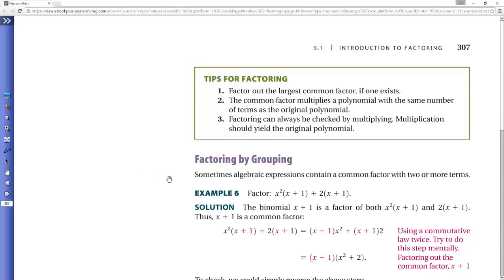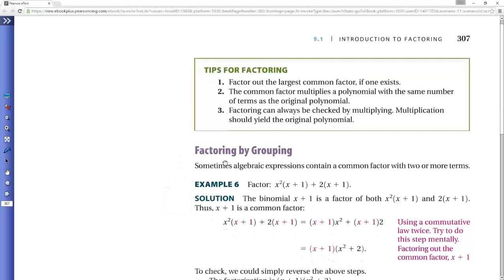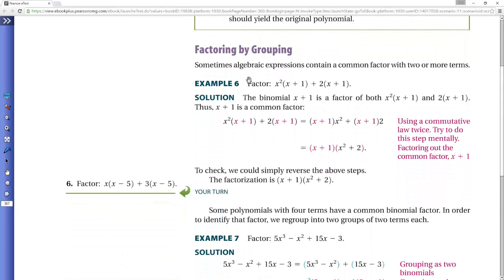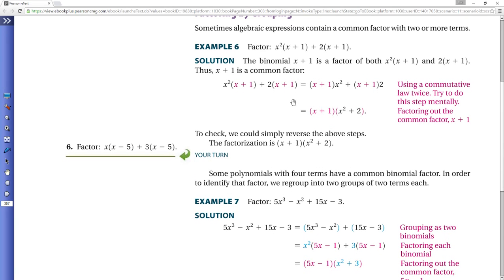Okay. Now, grouping is a degree of complexity that goes on top of the same idea. If I have this example 6 where I have x squared times the quantity x plus 1 plus 2 times the quantity x plus 1. Hey, the common factor here is this thing that's in the parentheses here. That's the same factor, right? So that's a common factor. And I can use the distributive property to say that's the same as this times that. They reverse the order just trying to make it more visible.